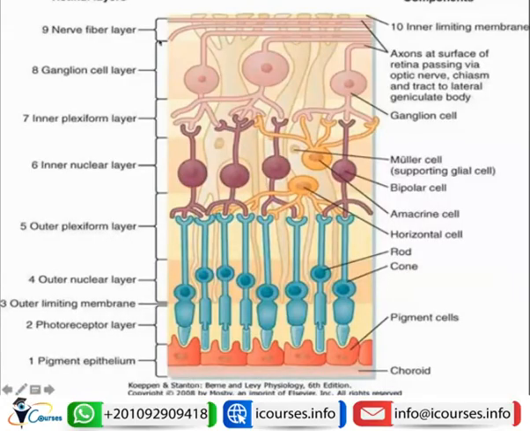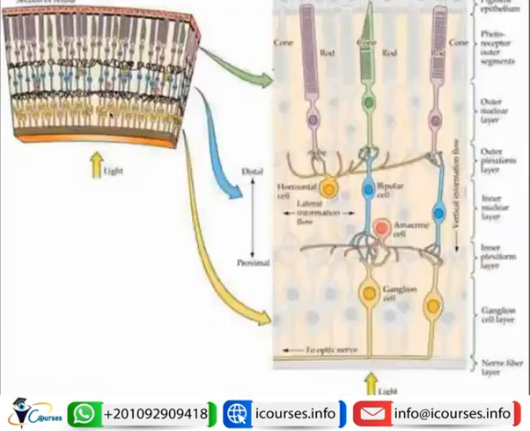Again, these are the 10 layers of the retina from external to internal: retinal pigment epithelium, photoreceptor layer, outer limiting membrane, outer nuclear, outer plexiform, inner plexiform, ganglion cell layer, nerve fiber layer. By studying these layers, by knowing the characters of the cells of each layer, and by knowing the different regions of the retina, we will be able to study the anatomy of the retina.